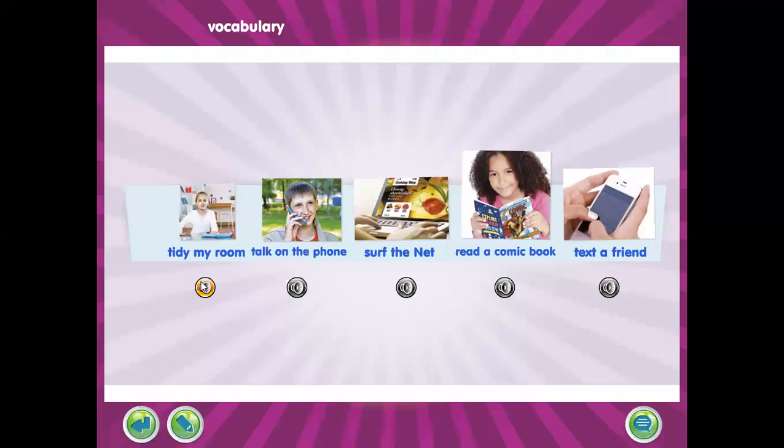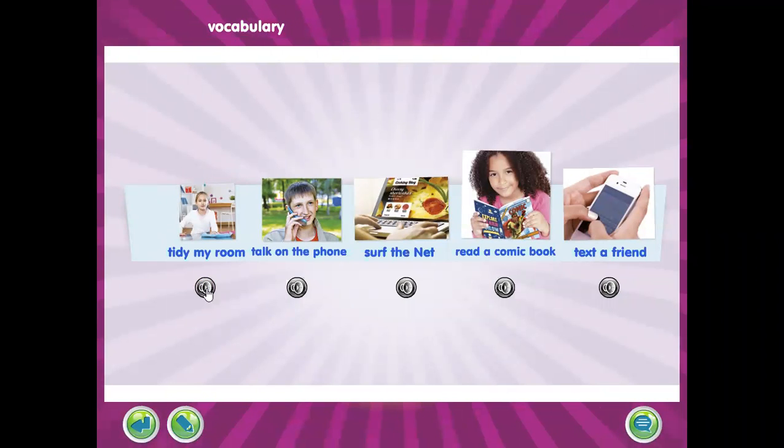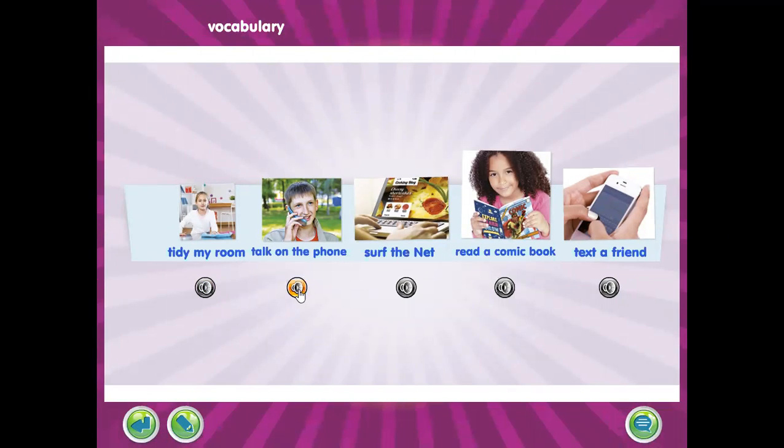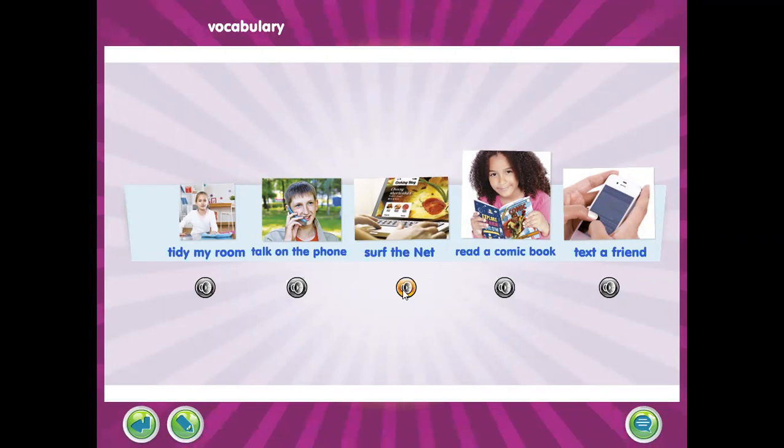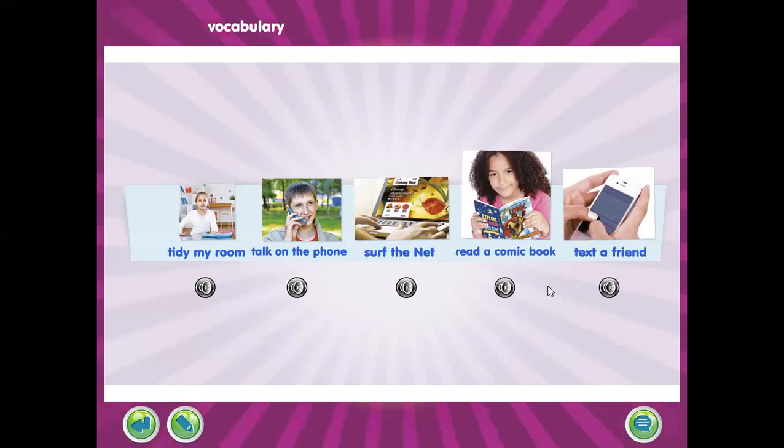Tidy my room. Talk on the phone. Surf the net. Read a comic book. Text a friend.